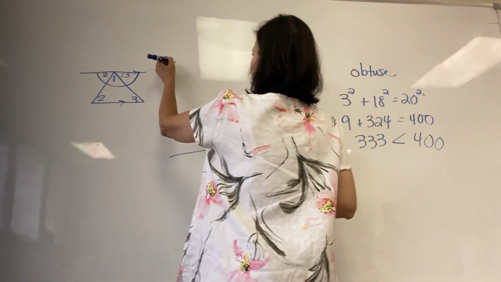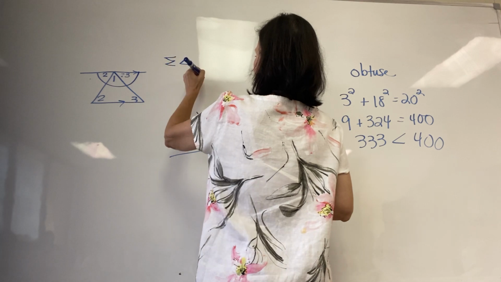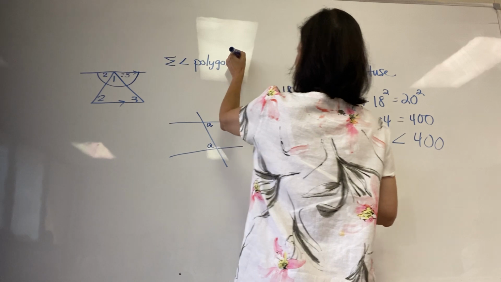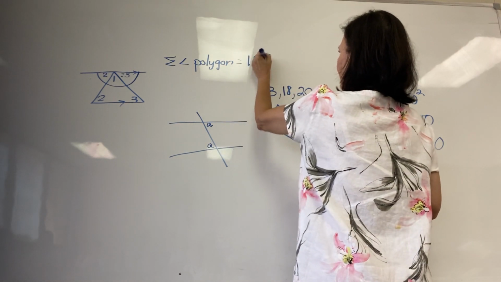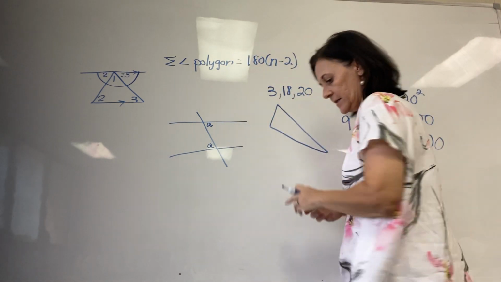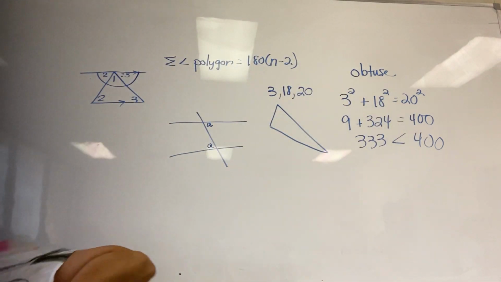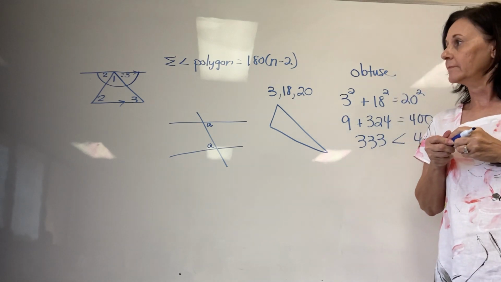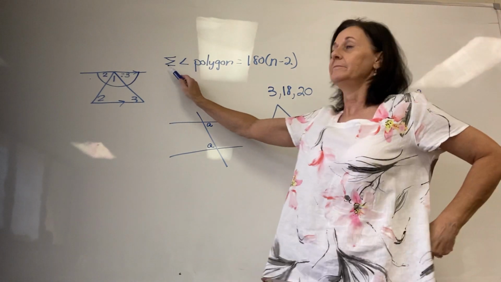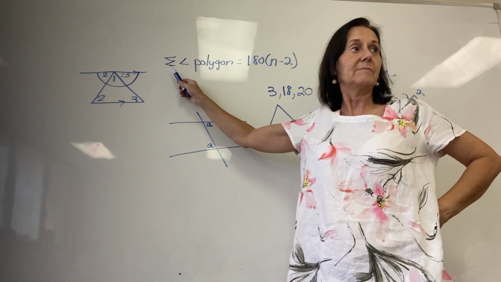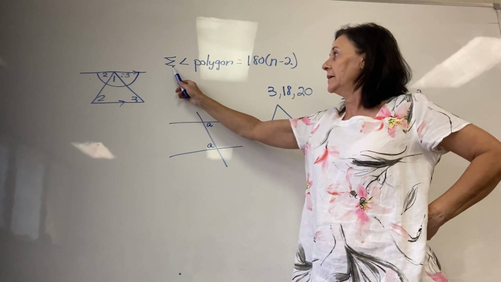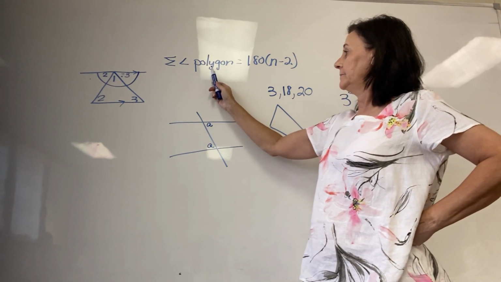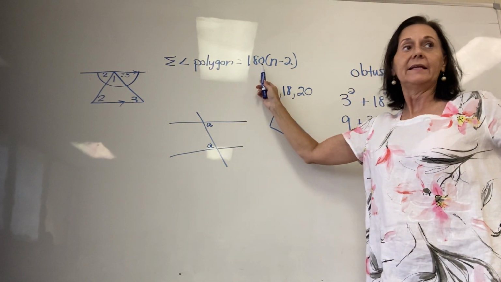Here's the formula for the sum of the angles in any polygon. Did I already give you this formula? It's 180 times n minus 2. Yes, ma'am? What is the first symbol? Oh, sum. Sum means sum in math. The sum of the angles in any polygon is equal to 180 times n minus 2.